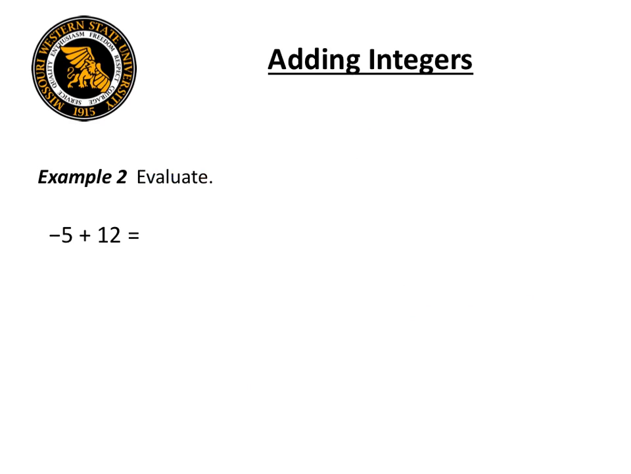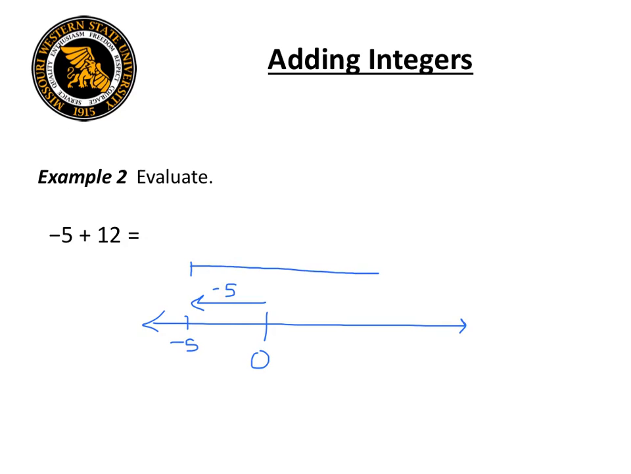In example 2, we're asked to evaluate -5 plus 12. Again, going to the number line, we begin at 0, and we move 5 units in the negative direction to -5. Since we are adding a positive 12, we begin where we left off and we move 12 units in the positive direction.